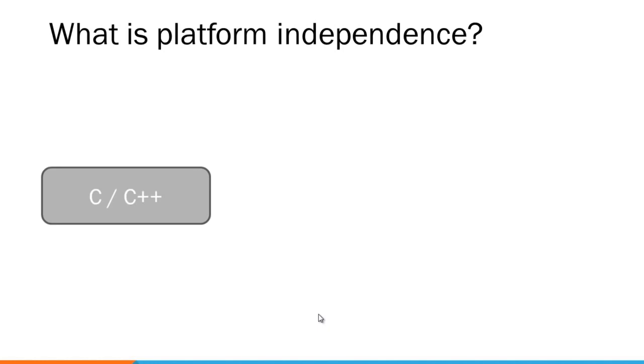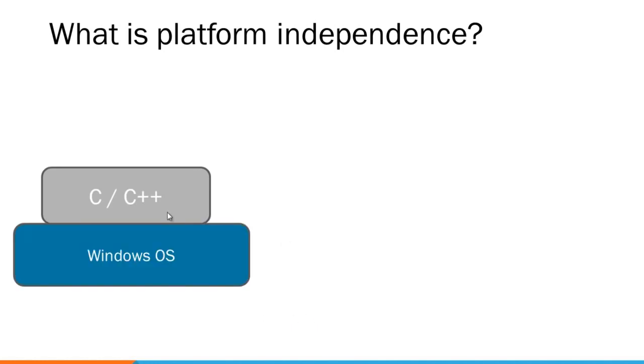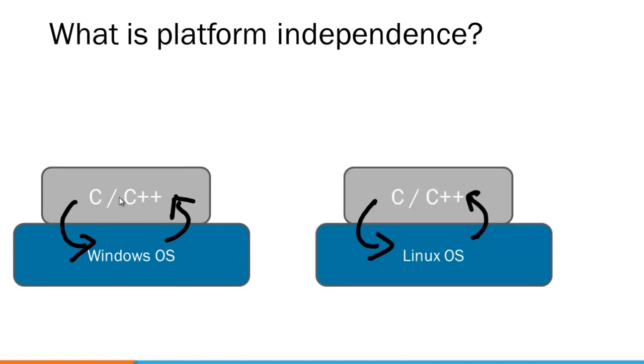Now, if you take a language like C or C++, you write them on top of the Windows operating system and you compile them. Once compiled, the C and C++ languages make use of the Windows operating system resources to run. So you cannot take this compiled C and C++ code and try to run it on Linux. So C and C++ are not platform independent because they depend on their operating systems. Whichever platform you compiled in, you have to run them only on that particular platform or operating system.